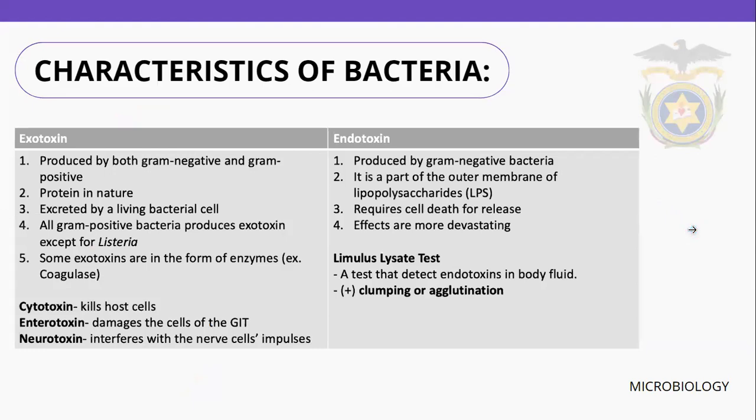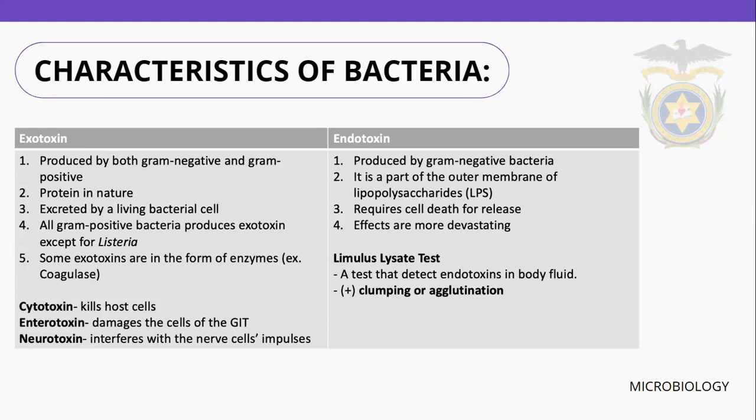So, first, let's differentiate an exotoxin from an endotoxin. Exotoxins are produced by both gram-negative and gram-positive bacteria. They are protein in nature and they are excreted by a living bacterial cell. All gram-positive bacteria produce exotoxin except for Listeria. Take note of this one. And some exotoxins are in the form of enzymes as well. For example, we have the coagulase, and below are some of the common exotoxins.